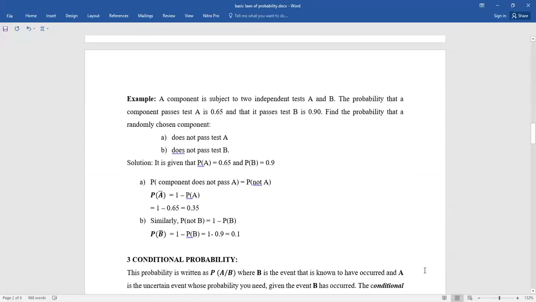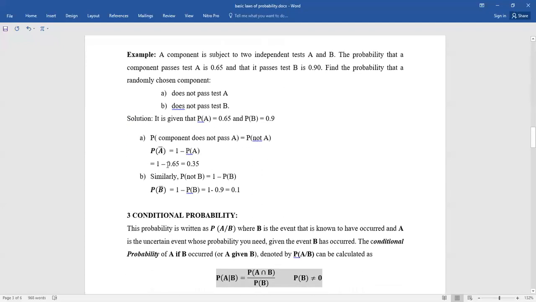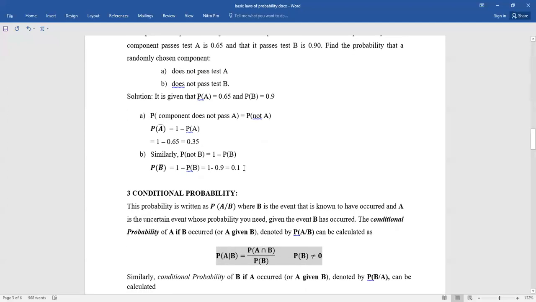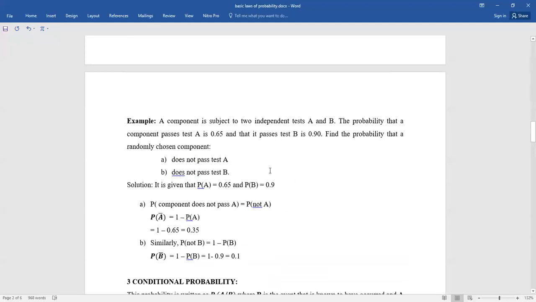So there is a question. There are two components or two tests, test A and B, and they are independent. The probability of passing A is 0.65 and the probability of passing test B is 0.9. So what is the probability the component will not pass A and the probability it will not pass B? So we know, probability of not passing A is 1 minus pass A, 1 minus 0.65, which is 0.35, a 35% chance that the component will not pass test A. Similarly, not pass B is 1 minus B, 1 minus 0.9, which is 0.1, a 10% chance that the component will not pass test B. So this is the complementary law, we can do it.